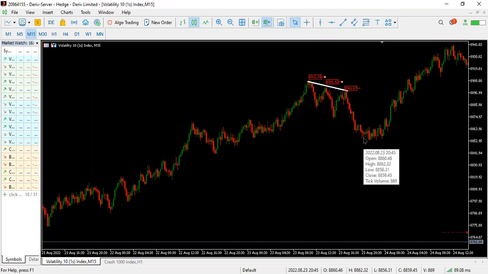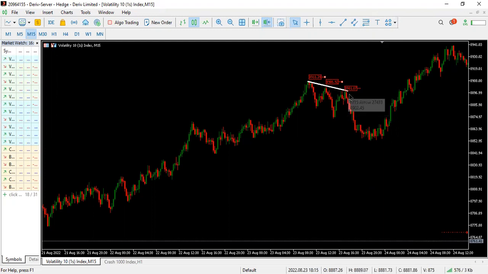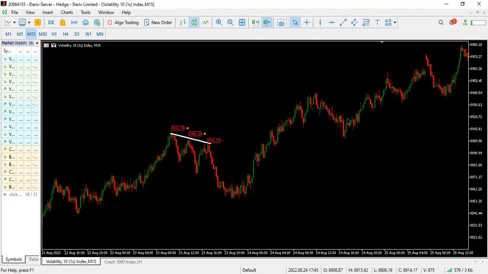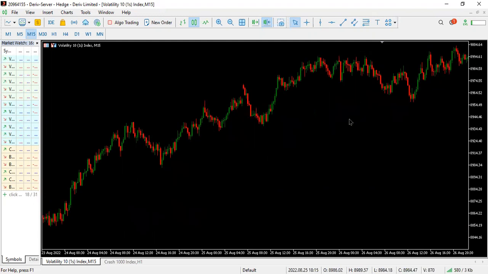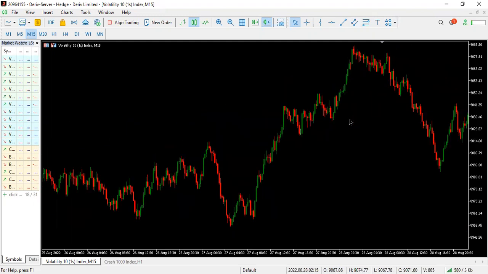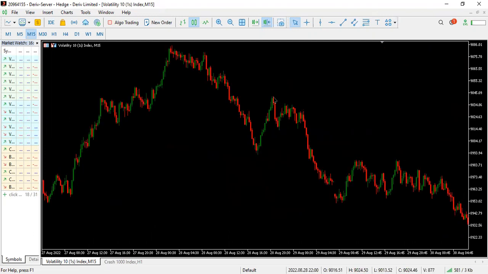Look at this. It's a good move. Zero float again. Zero float. You're going to make a lot of money here. Let's continue and look for another opportunity. I think we're good with the sell one. Here is another sell opportunity.